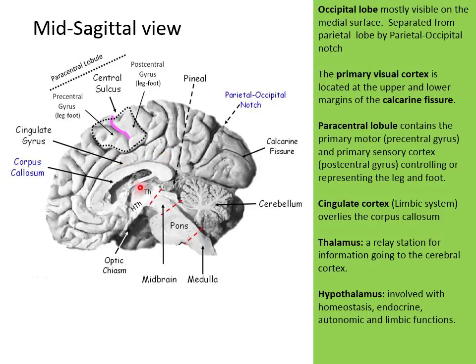We see the thalamus, a little bit deeper. It's a relay station for sensory information coming up from the spinal cord and from the brainstem before it travels on to the cortex. And we also see the hypothalamus immediately below the thalamus. It's involved in homeostasis, endocrine control, and limbic functions.